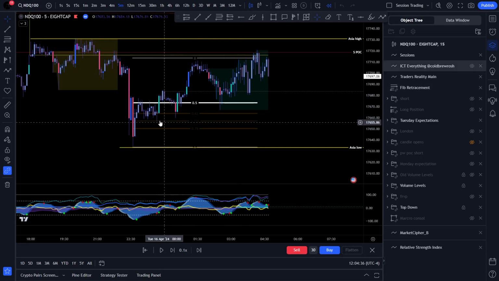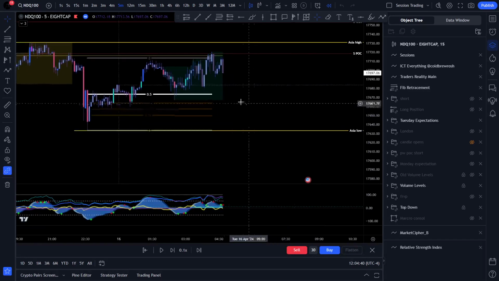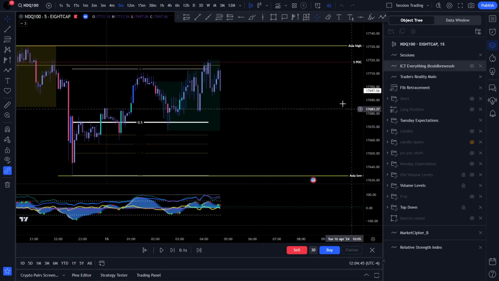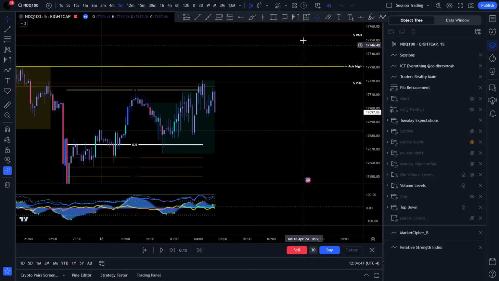Otherwise, holding to come down here and reach for these lows with divergences would be TP2 or TP1, depending on your circumstances. And then the final target would be these Asia lows. So looking for those to be swept and then get a reversal back up to the highs.